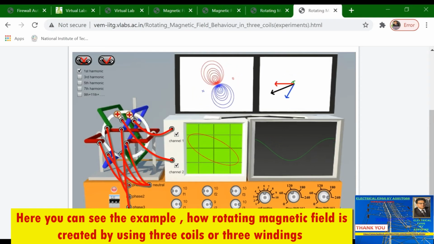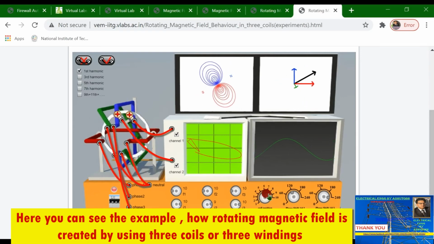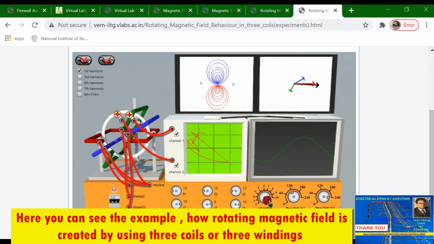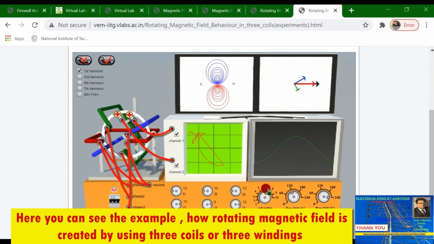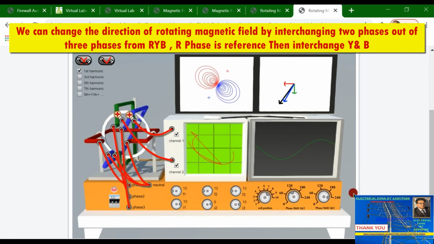You can produce a rotating magnetic field by changing the coil positions, and if you change or alter the coil positions, there will be some change in the behavior of the magnetic field. You can see the change in magnetic behavior. So this is the position, and also you can see by changing the phase shift. If you alter it, this is the reverse direction.